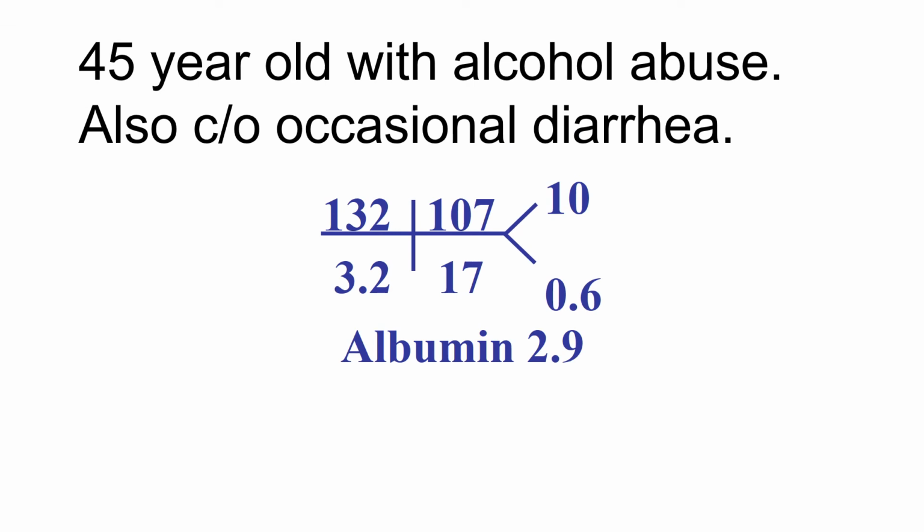All right, let's look at this patient, a 45-year-old with alcohol abuse who complains of occasional diarrhea. The bicarbonate is 17. Your anion gap is 132 minus 124, which is 8, with the 17 plus 7 being 24. So the anion gap is normal, right? So this appears to be a non-anion gap metabolic acidosis, right?